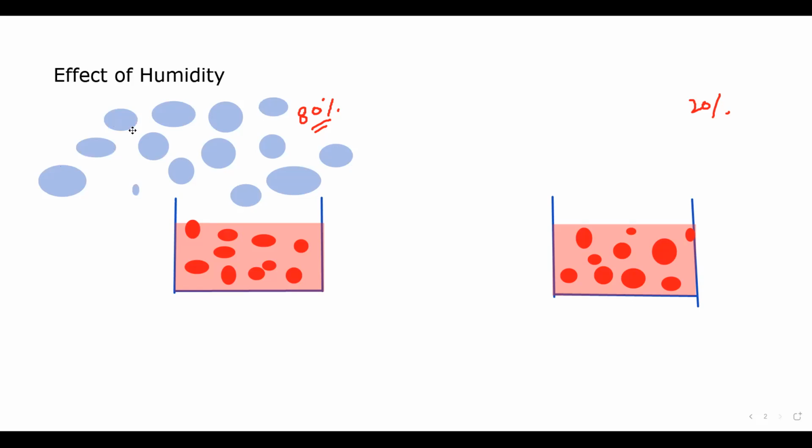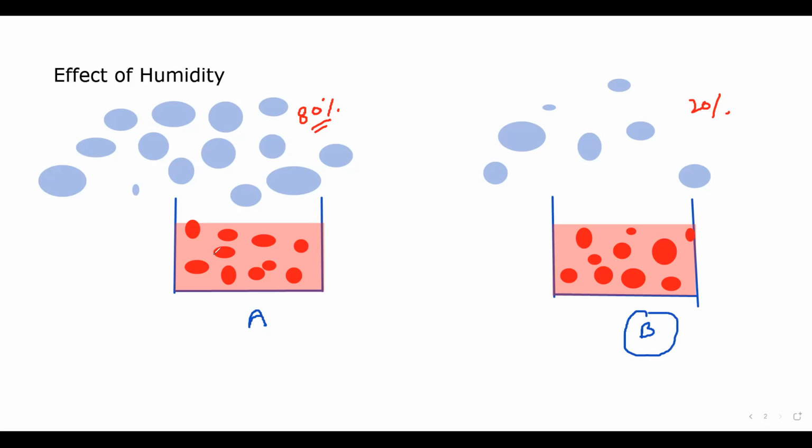in the atmosphere. When we have 20% humidity, out of 100 molecules, 20 molecules are made up of water. Which one do you think will have a greater rate of evaporation, A or B? In which container does evaporation occur at a faster rate? A or B? Which one do you think? Actually, it is B.